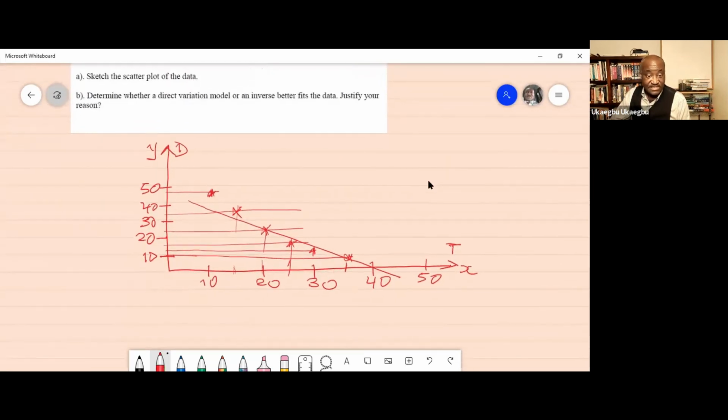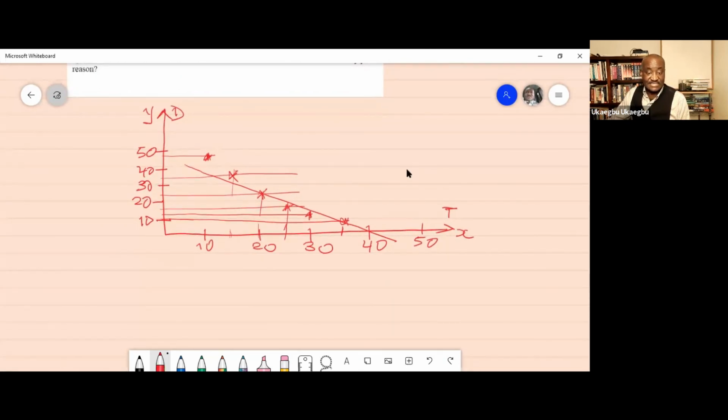On the other hand, if you can articulate the statement that says, as x increases, y decreases, that means it is an inverse variation. Let me repeat. As x increases, y decreases. That means it is an inverse variation. Or you can say, as y decreases, x increases. That means it is an inverse variation.